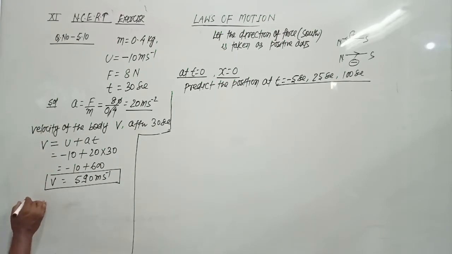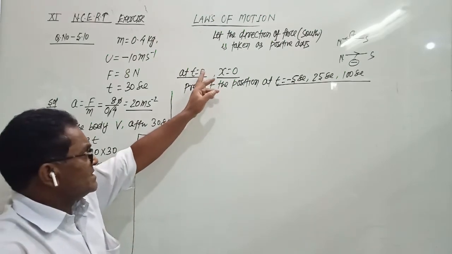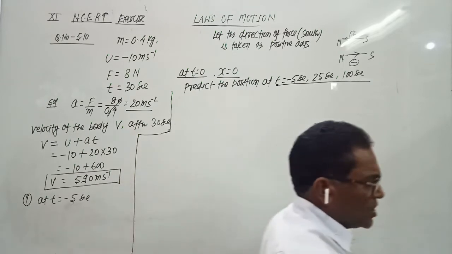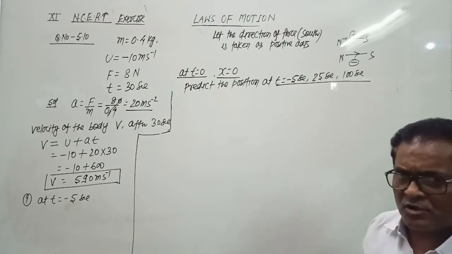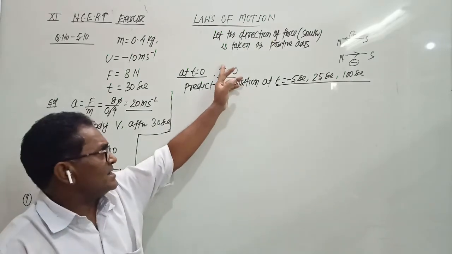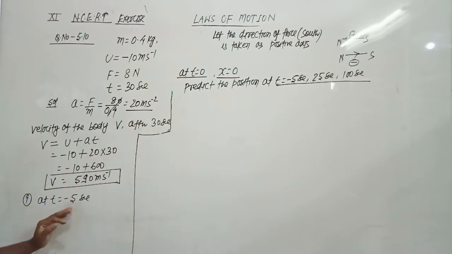So for the first part, at t equals minus 5 seconds. At t equals 0, the body is at rest. Since it is given that at time t equals 0 the body is at rest, at t equals minus 5 seconds, which is less than 0, the body will also be at rest.